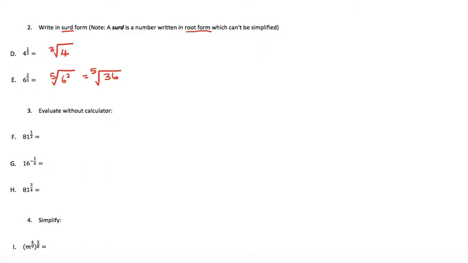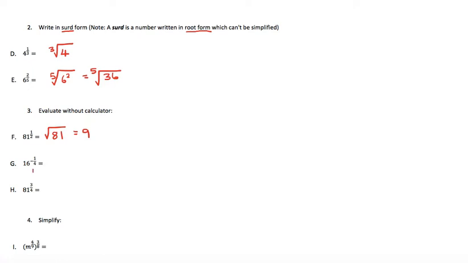Next set of examples, F, G, H. We need to evaluate these expressions without using a calculator. What does 81 to the power of half mean? It means the square root of 81, which is 9.